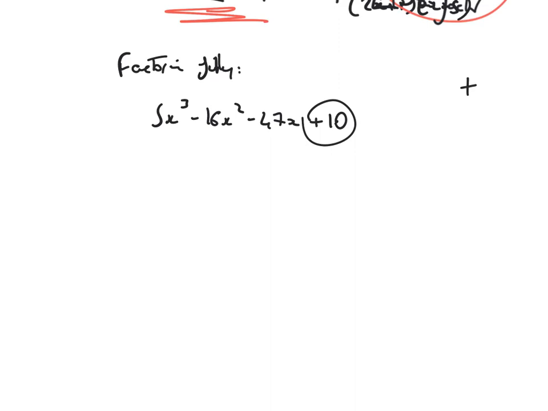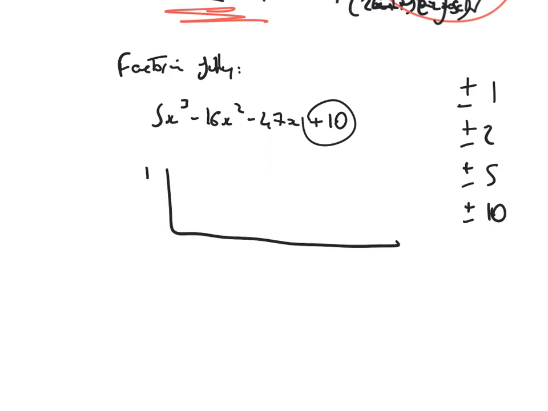Okay, next example. Factorise fully 5x cubed minus 16x squared minus 47x plus 10. Okay, so to get a result of 10 at the end, in theory, that would come from all positive and negative factors of 10, which are plus or minus 1, 2, 5 and 10. So we're not prompted, so it's a bit of trial and error to get going.